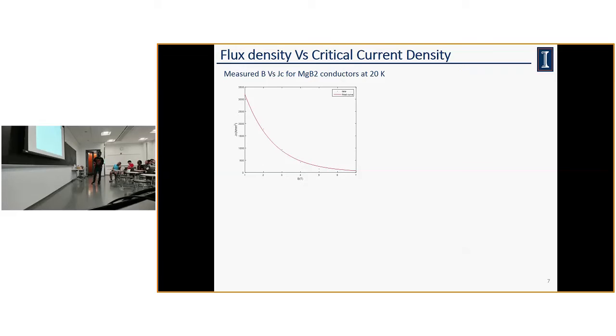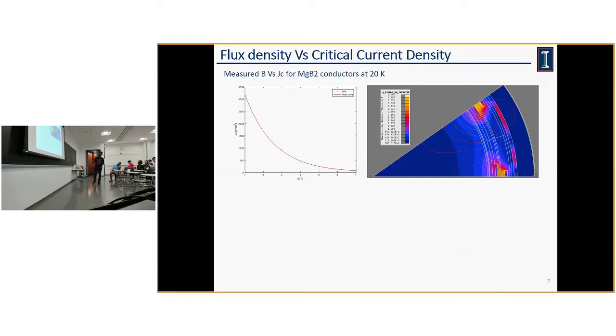So obviously we can't go for a higher design, because the current density is going down with the flux density. For example, here I have an electromagnetic design. You can see that in these regions the flux density is very high. What does that mean? I need to check what the flux density is there, and go through this graph to see whether I am within the safety margin. If the flux density is very high and I push more current, it will lose its superconducting property, and then we will be in trouble.